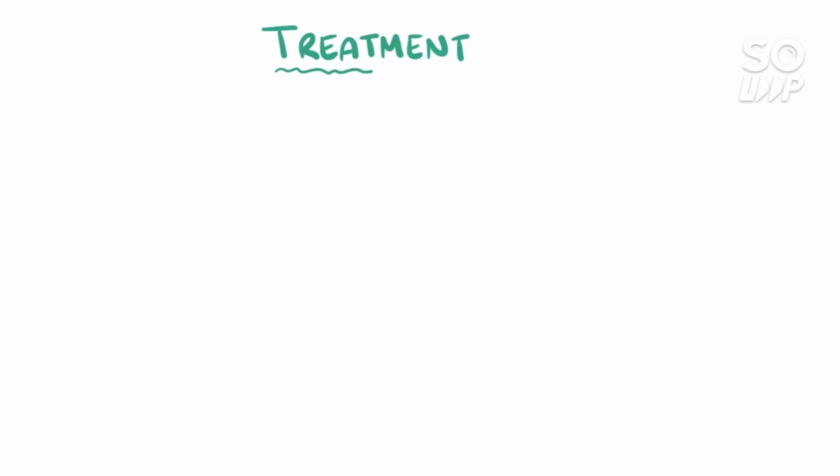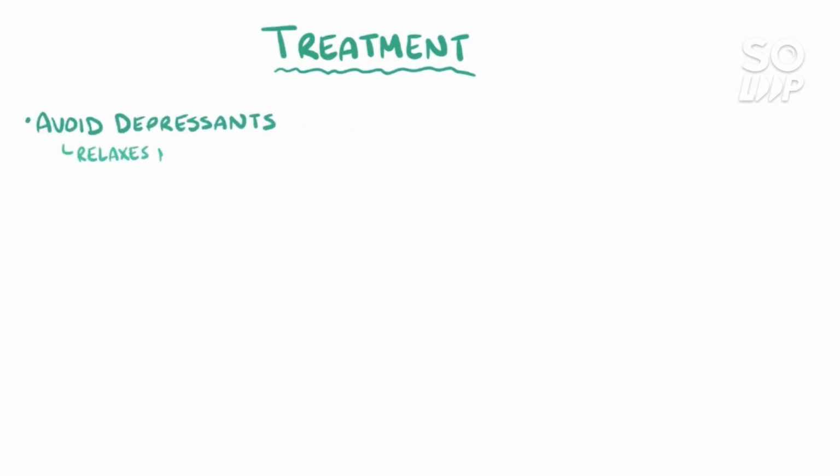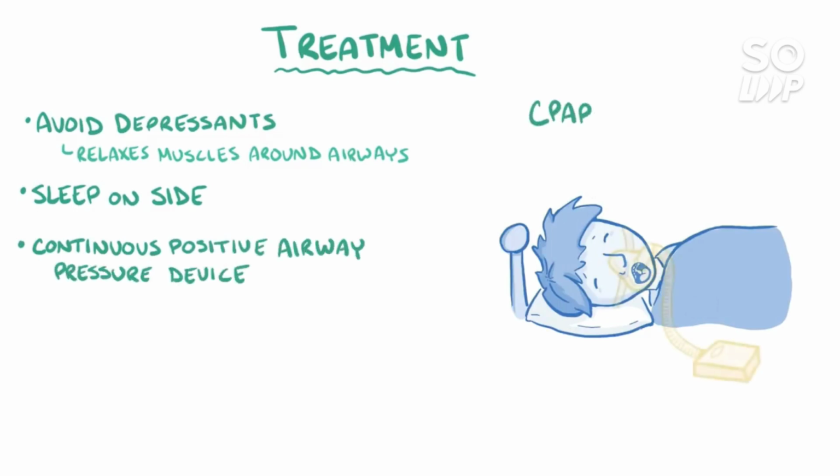Treating sleep apnea starts with avoiding things like sleeping pills, alcohol, and other depressant medications because they can relax the throat muscles around the airways and make the airways more likely to collapse during sleep. In addition, sleeping on the side instead of on the back can also help because it creates better airflow into the lungs. For severe sleep apnea, individuals can use a continuous positive airway pressure device, or CPAP device for short.